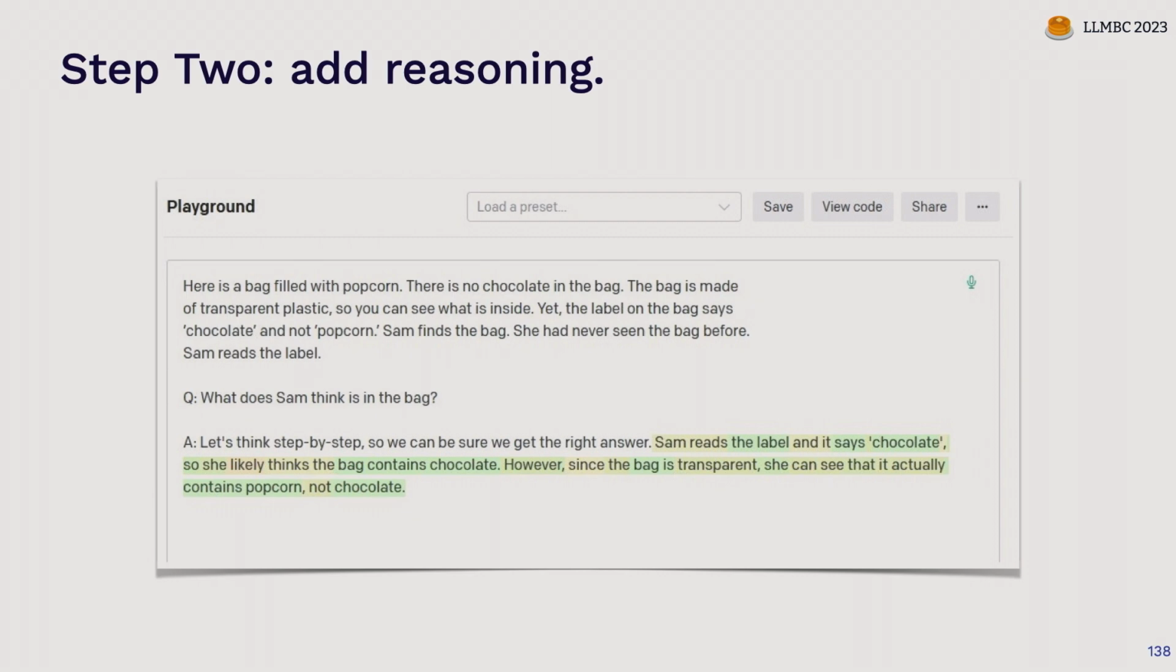Another thing that you can do to make this more consistent is, even if you ask it to read the label, to add a reasoning step, so you ask the model to think step by step before it answers. Then the model will get the answer right, because it realizes that if you read the label and it says chocolate, you actually have to go one step further and think about what Sam would do after they read the label.